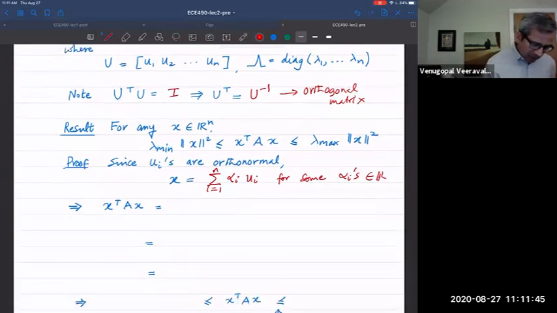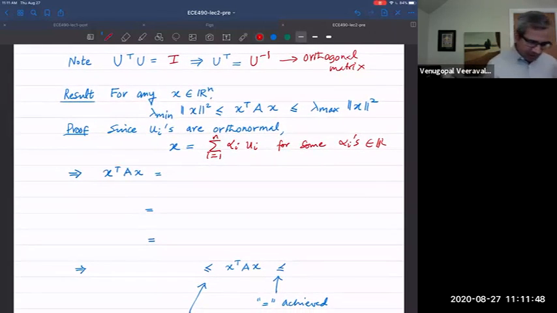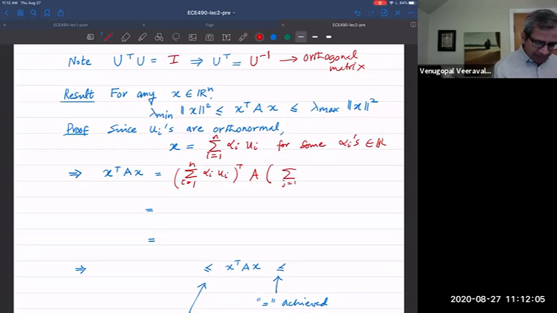Okay, so now let's use this fact and look at what x transpose A x becomes. x transpose A x can be written as a summation, i equal to 1 to n, and then I'll repeat that with a different index here, just to make sure I don't confuse the indices. And so this just becomes a double summation.